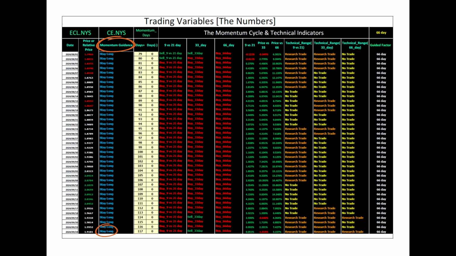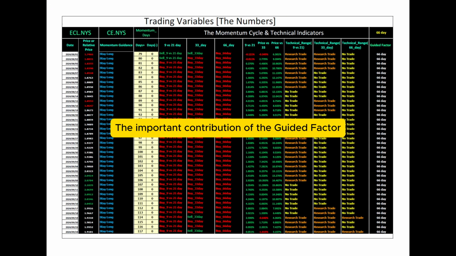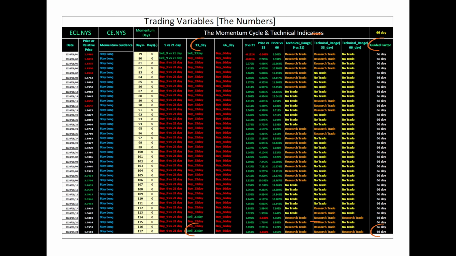The key question is whether the instrument will move downward with the negative momentum cycle, or if this is just a short-term price correction. The important contribution of the guided factor. The length of the momentum cycle determines the guided factor. The selected guided factor here is the 66th day, as the current momentum cycle has been positive for 117 days.